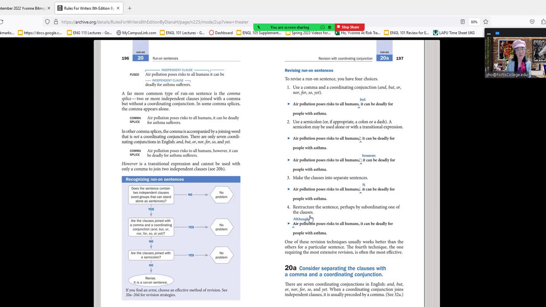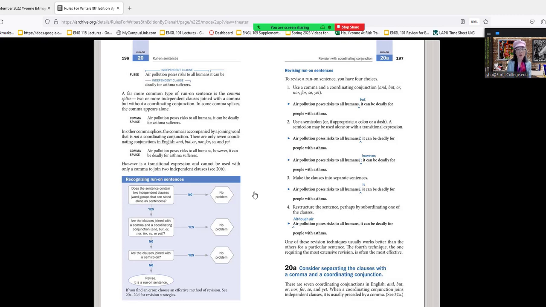Or you can restructure the sentence, perhaps by subordinating one of the clauses. Although air pollution poses risks to all humans, it can be deadly for people with asthma. So any of these revision techniques can help you get rid of a run-on sentence.